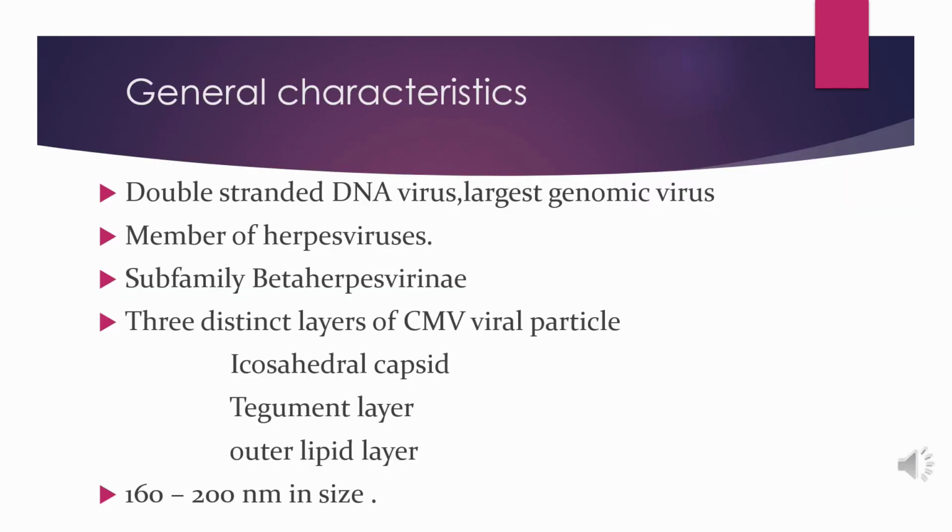General characteristics of cytomegalovirus. It is a double-stranded DNA virus, known as the largest genomic virus that affects humans, and it is a member of the herpes virus family. The three distinct layers of the cytomegalovirus particle are the icosahedral capsid, the tegument layer, and the outer lipid layer. The size of cytomegalovirus varies between 160 nanometers and 200 nanometers.